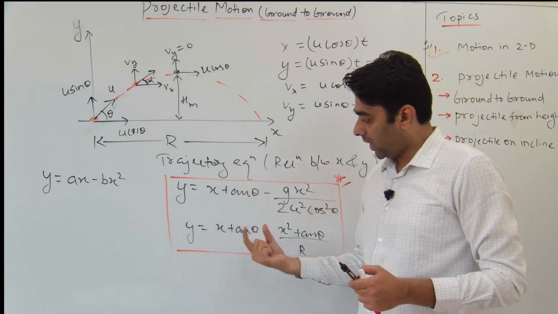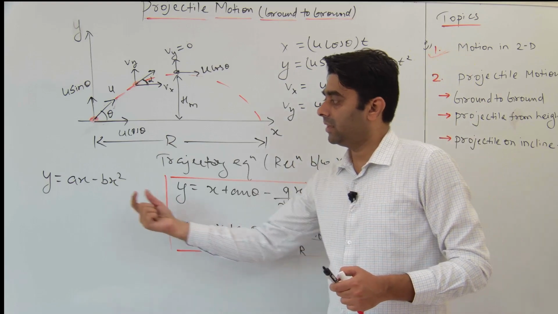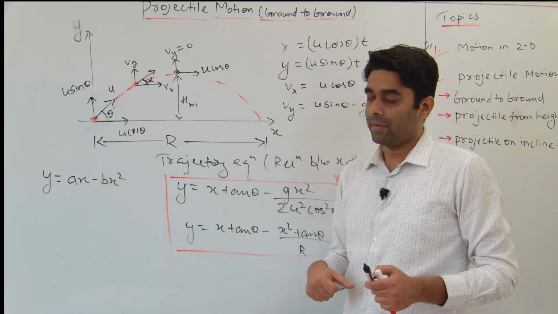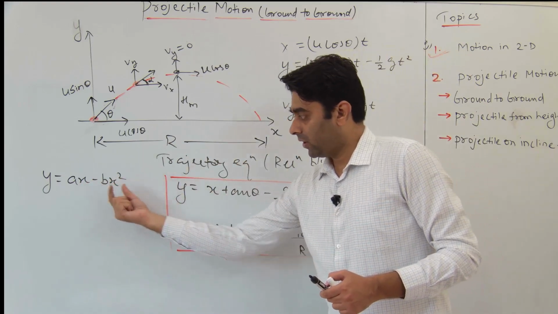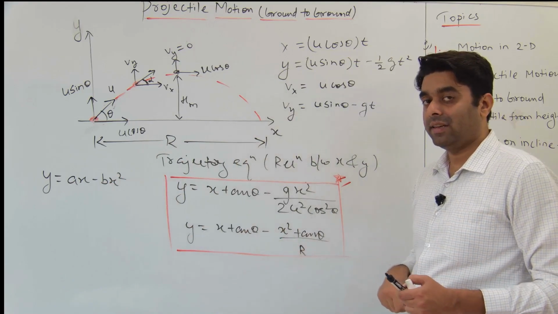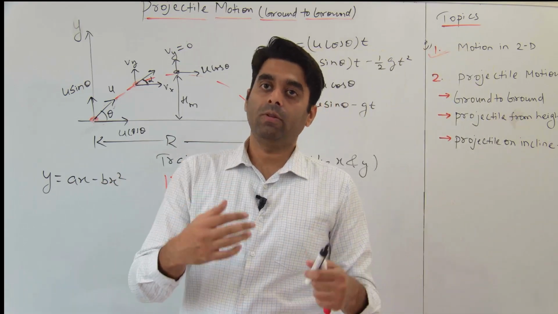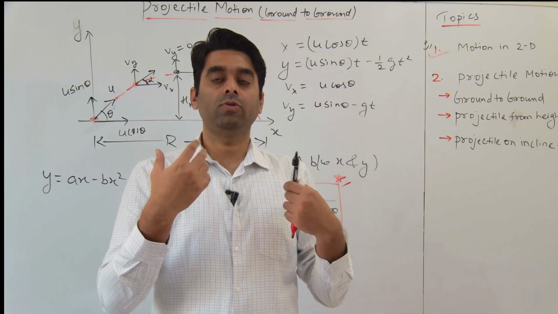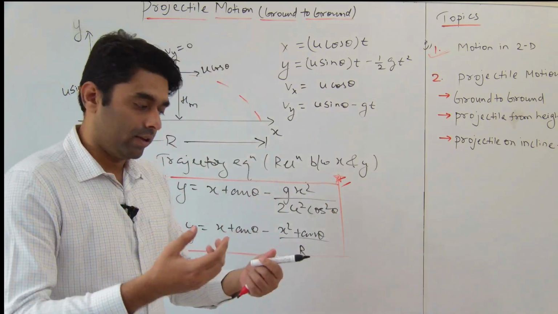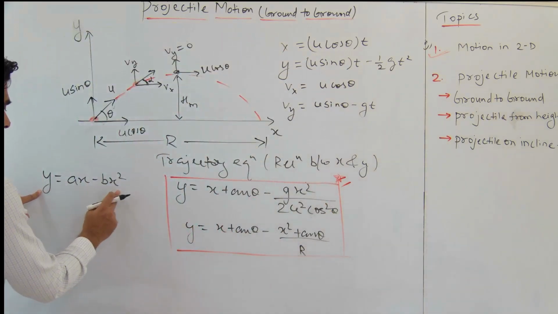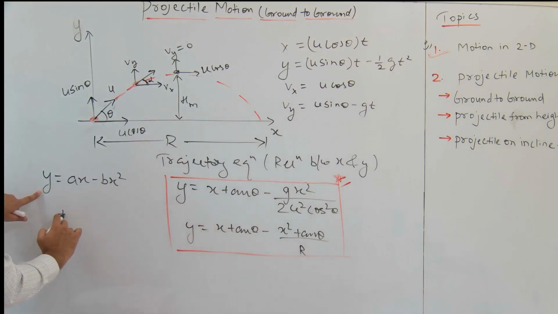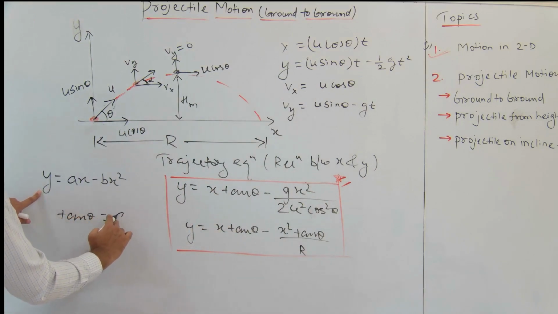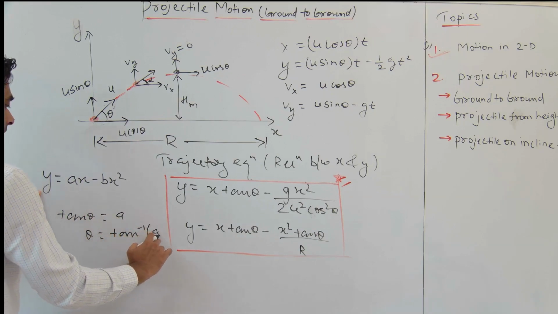Over here, as you can see, the coefficient of x is tan theta, here the coefficient of x is a, and the coefficient of x square is b, so the coefficient of x square is tan theta by R. Using this we can calculate the angle of projection theta. Using this we can calculate the range. So let's suppose this is what is given to us. If we compare, tan theta will be equal to a. Therefore the angle of projection theta will be tan inverse of a.